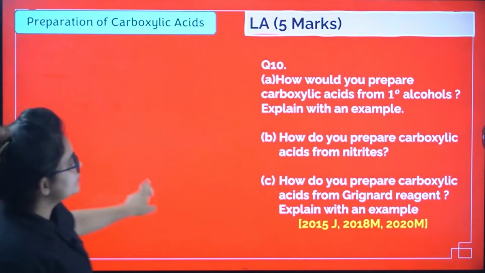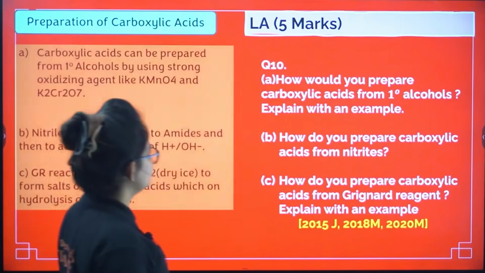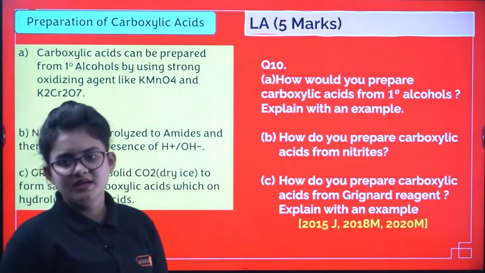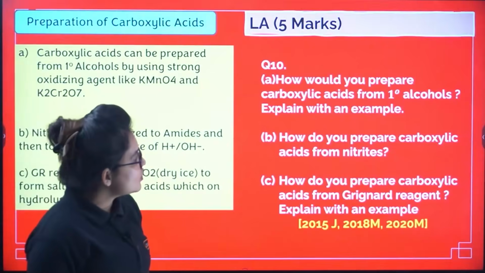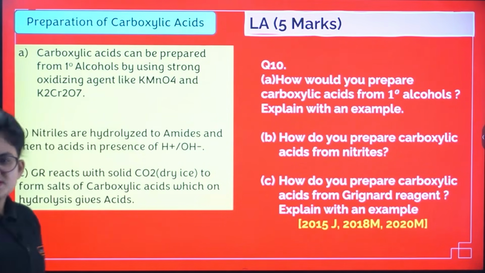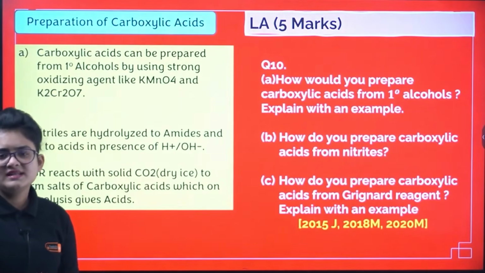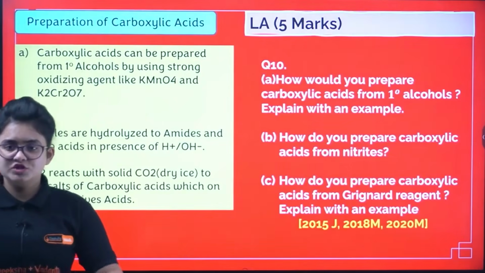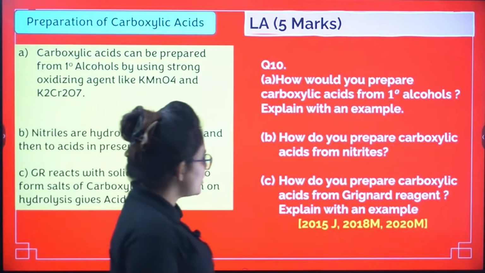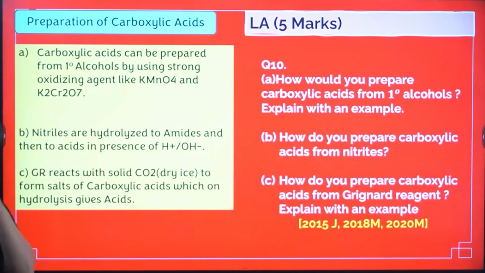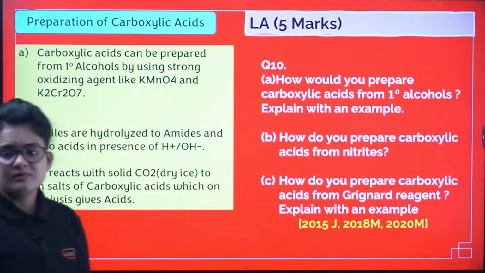Let's proceed. How would you prepare carboxylic acid from 1 degree alcohol? Simply you can treat it with some oxidizing agent, right, KMnO4 or K2Cr2O7. Next, how do you prepare carboxylic acid from the nitriles? Just simply hydrolysis you can do. Nitriles being hydrolyzed will produce the amide. Amide again in presence of H plus or OH minus will give you the carboxylic acid. Next, how do you prepare carboxylic acid from Grignard reagent? You can just treat it with dry ice, that is CO2. It will end up with the carboxylic acid.